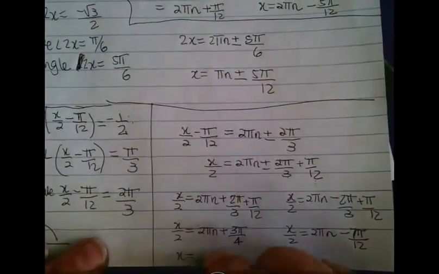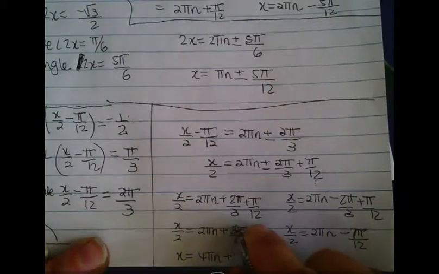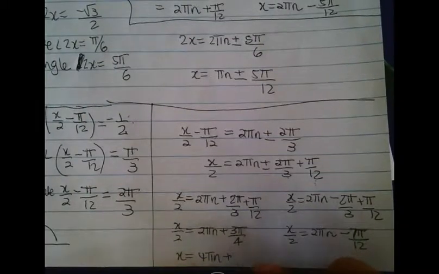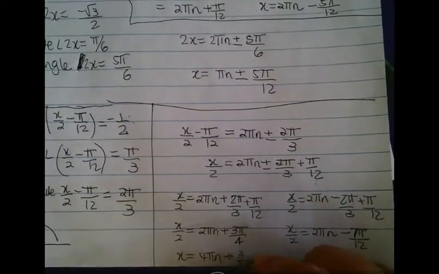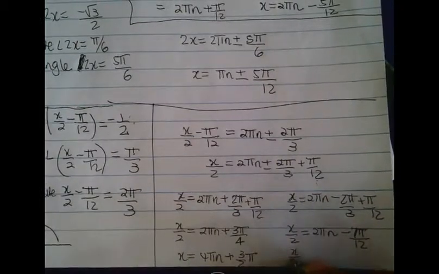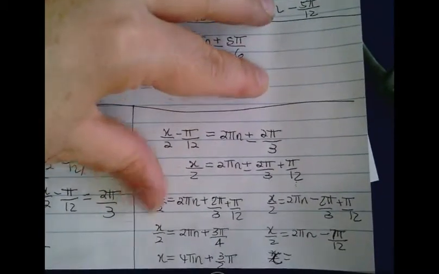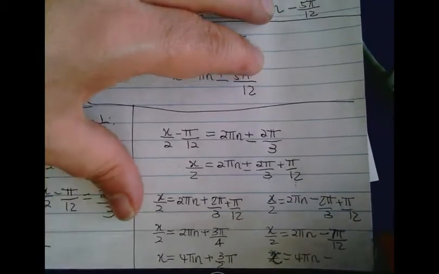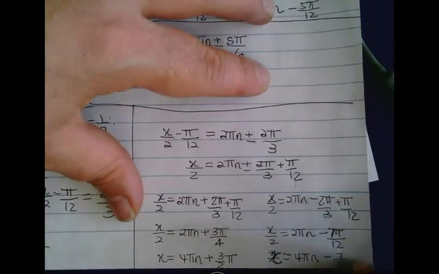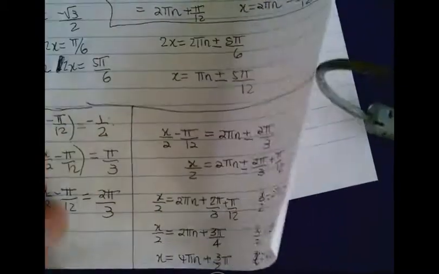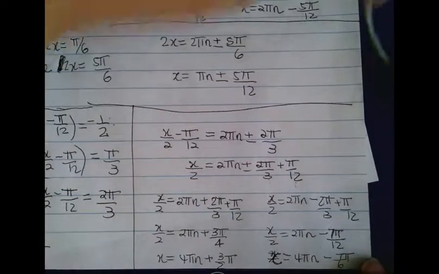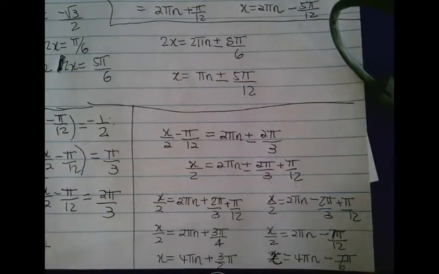What did you get? 4 pi n plus 6 pi on 2. That's 6 pi on 4, which is 3 on 2 pi. And x is, sorry, that's just an x. You're multiplying through by 2. You get 4 pi n minus 14 on 12. What's that? 7 on 6. Is that what we got? So we would have got 6 on 4, which is 3 on 2, and would have got minus 7 pi on 6.